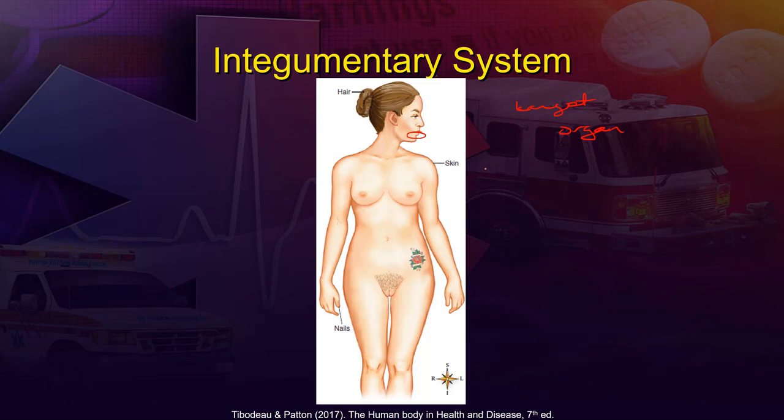The integument is also going to be responsible for a few roles. It's going to serve as a protective barrier. So it can protect from the loss of fluid and electrolytes. It's going to protect us from infection, from physical injury and trauma, and from ambient temperatures.